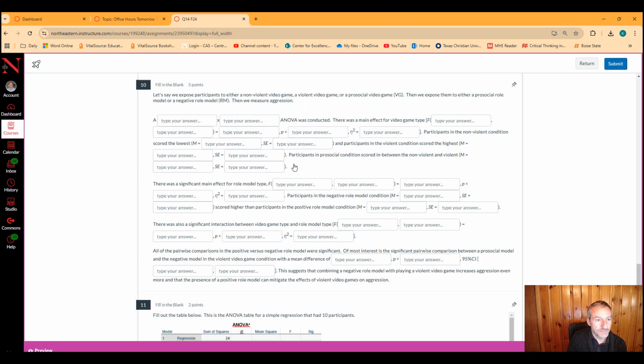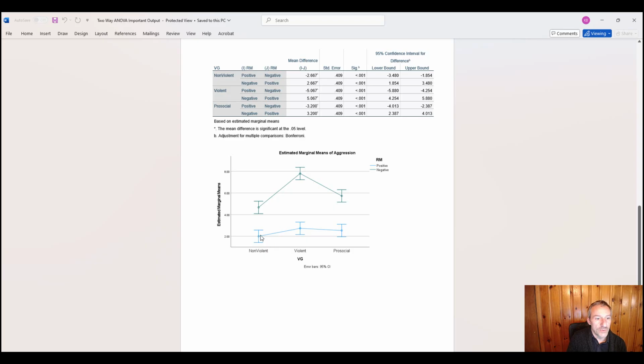Let's check this though. So yeah, there's the means for the different conditions, and then the significant interaction. We're going to list that. And then all the pairwise comparisons in the positive versus the negative role model were significant. Let me show you what that is. So this is the positive role model. This is the negative role model, and this is what kind of games they played. So non-violent, violent, and pro-social.